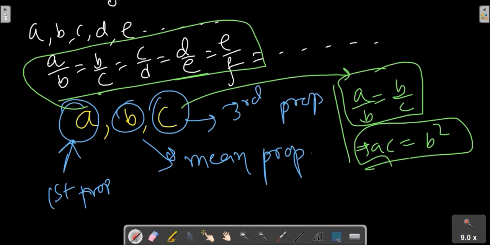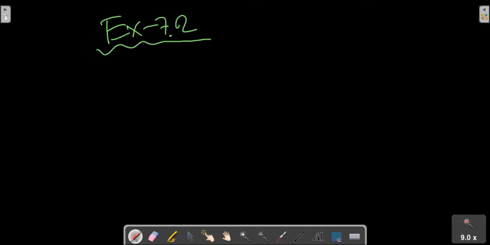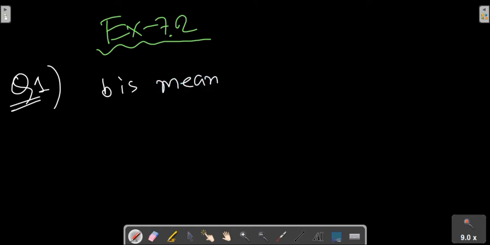Okay, so now I'll proceed slowly to the exercise, and today we'll do exercise 7.2 from the book ML Aggarwal. The first sum I've selected for this class, I'm not giving the question number, I'm just saying question one, because maybe the question number will not match with the new book. Here it is given that B is the mean proportional between A and C.